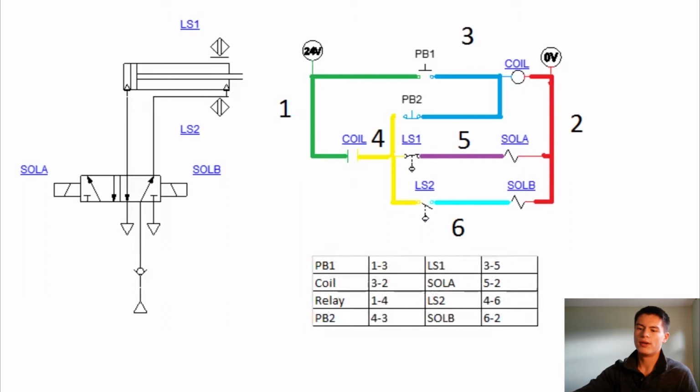So you have this push button number 1 that goes from 1 to 3, pretty simple. And then you have a coil which goes 3 to 2, as you can see here, so blue to red. Then you have a relay which goes 1 to 4. That's this green area up here and the yellow area.